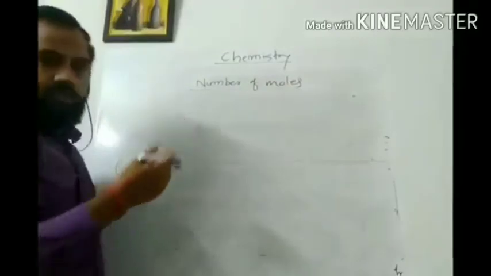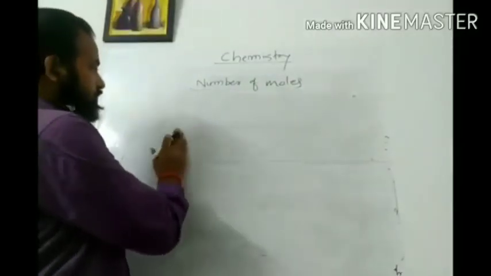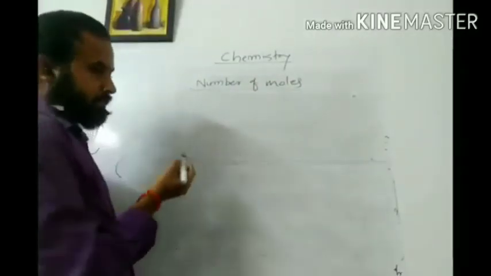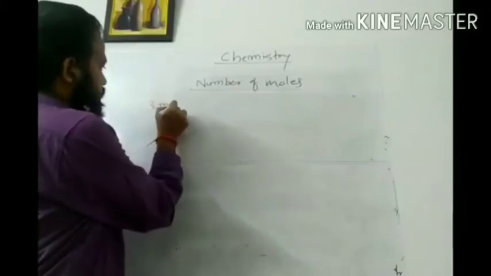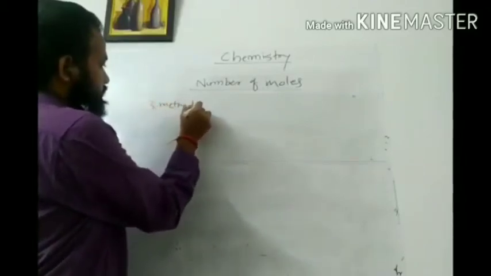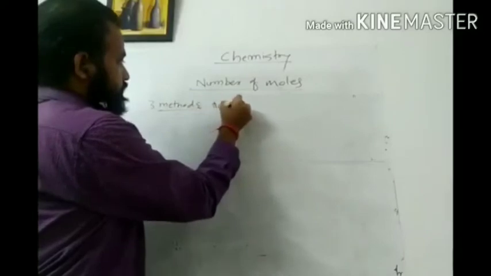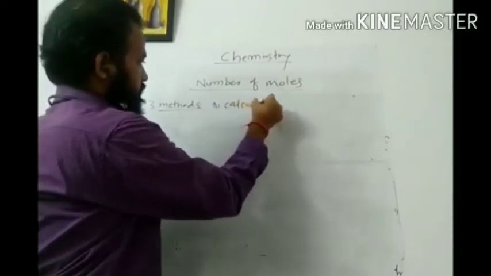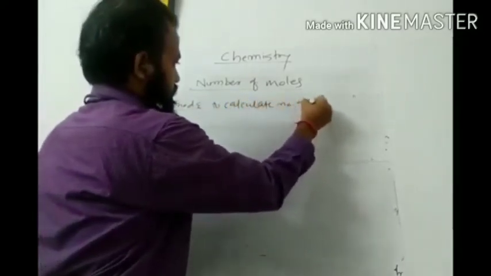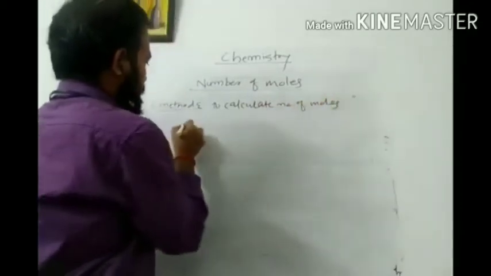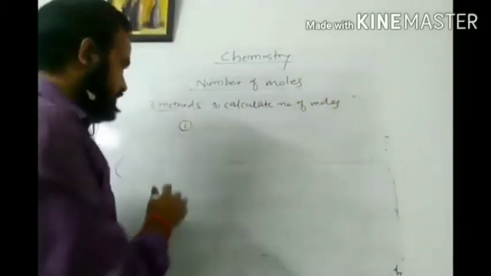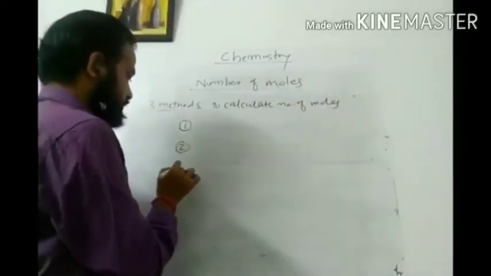So here, number of moles we can calculate by 3 methods. There are 3 methods to calculate the number of moles. Okay, we are going to discuss these 3 methods. I have just listed them out first and we will discuss them one by one.